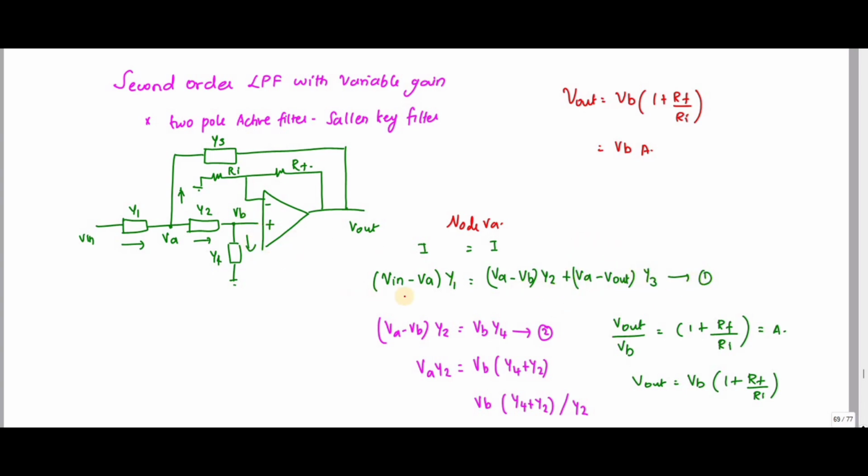The second equation is for node VB. For node VB, (VA minus VB) into Y2 is equal to (VB minus 0) into Y4. So I can write VA is equal to VB into (Y2 plus Y4) divided by Y2. So now we have these equations.